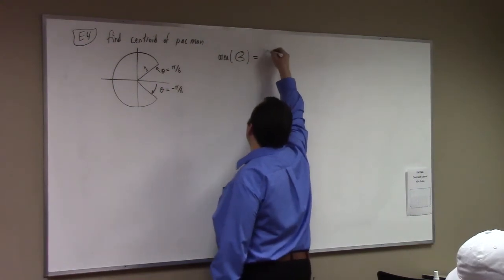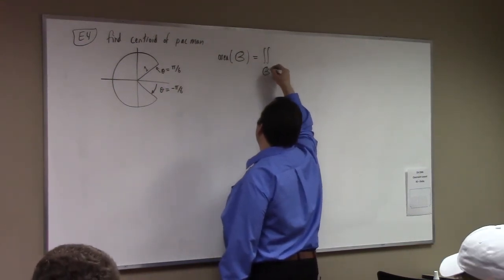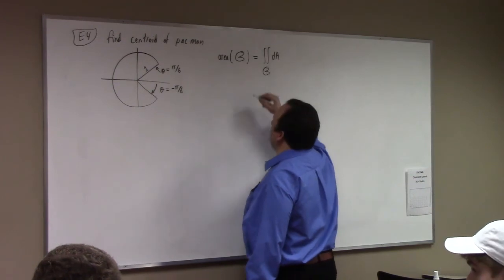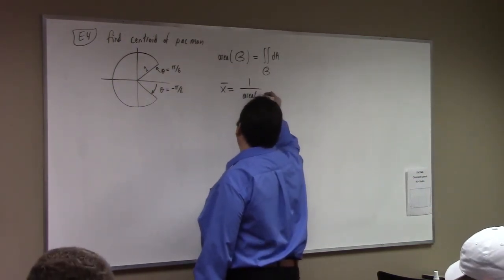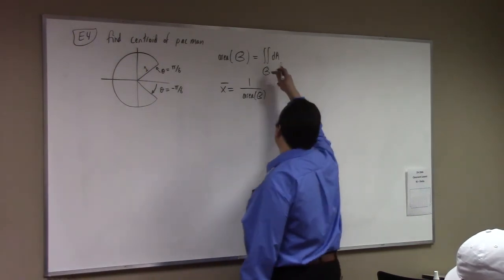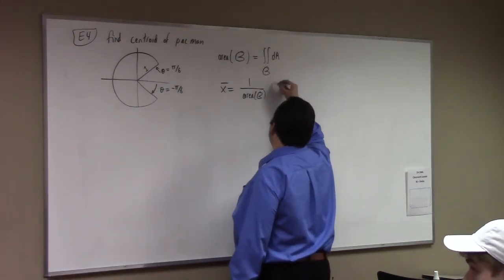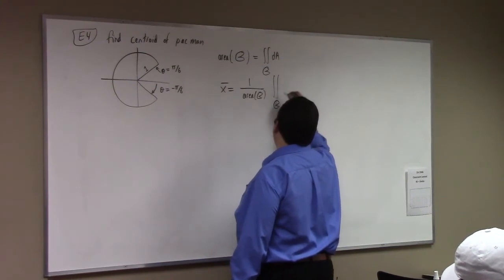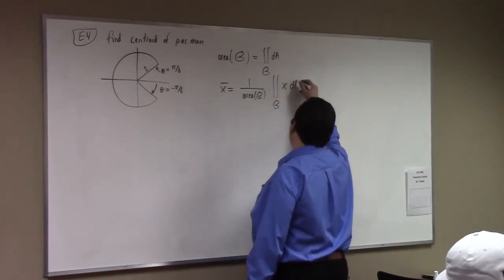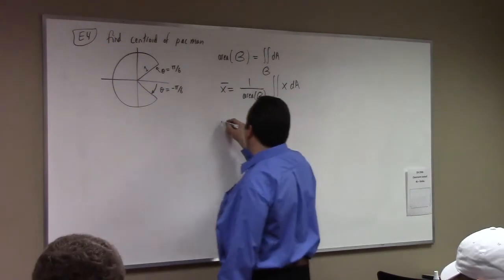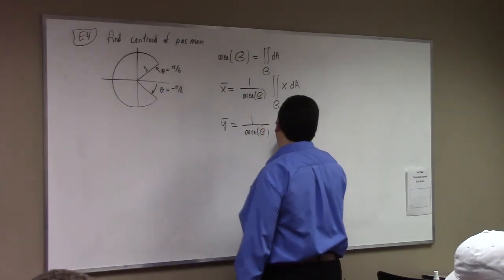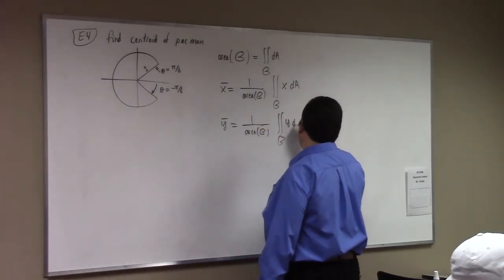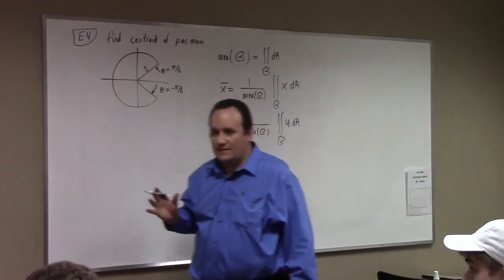Right, so that would be what? The integral over Pac-Man of dA. And the x bar would be 1 over the area of Pac-Man, integral over Pac-Man of what? X dA. Y bar, 1 over the area of Pac-Man, integral over Pac-Man of y dA. Do you see that?